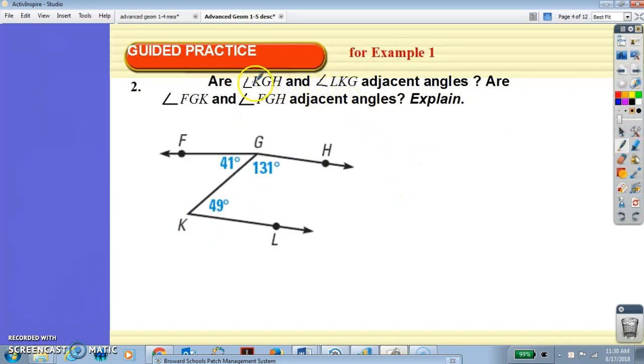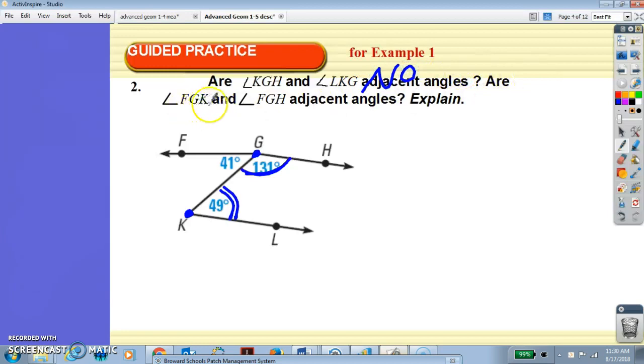So, our angles KGH, this angle right here, and angle LKG, this angle right here, are these two angles adjacent? No, they do not share the same vertex. They share the same leg, but not the same vertex. So no, they are not adjacent.